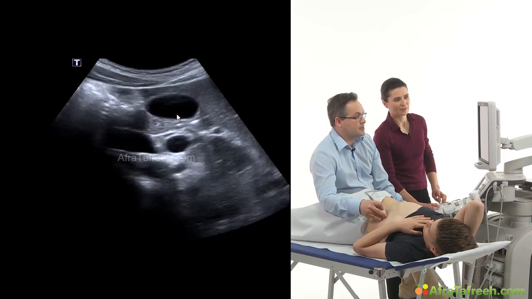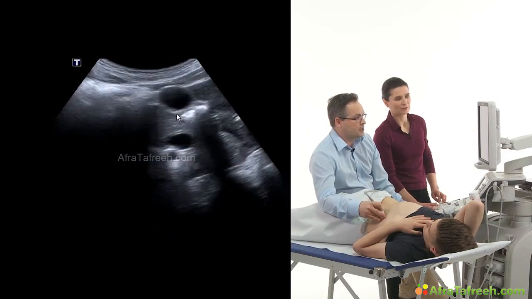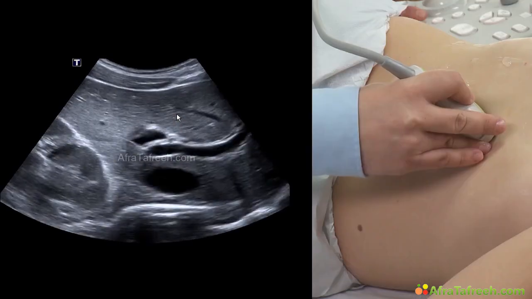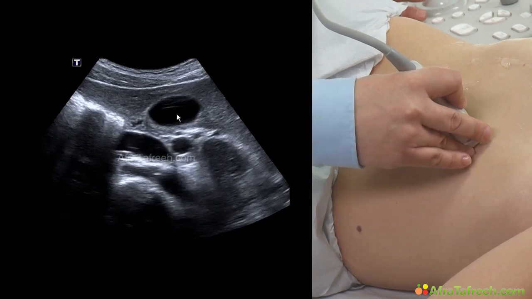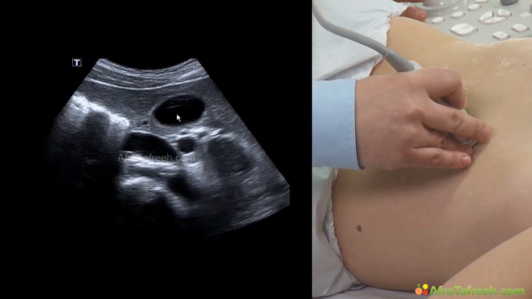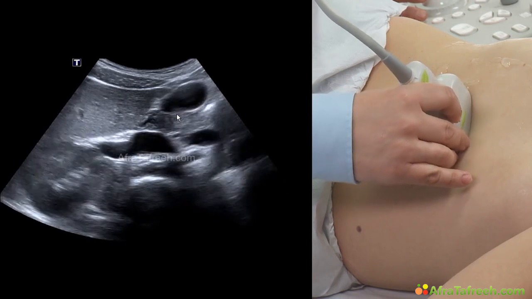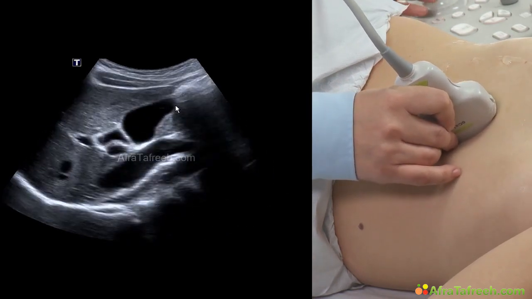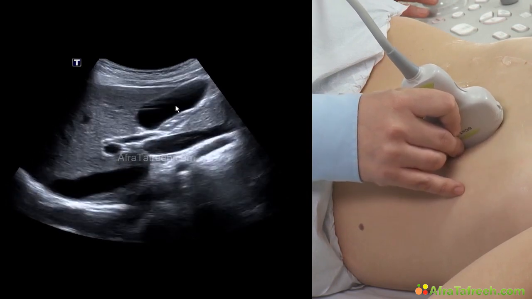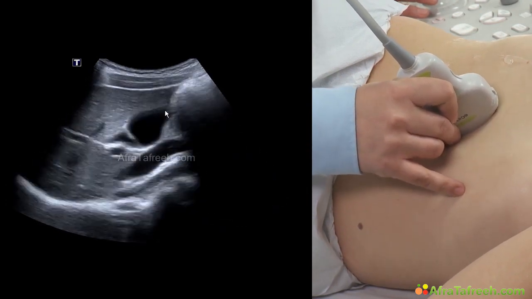Now the gallbladder is in cross scan, and I can tilt the probe upwards and downwards to check the wall and the volume. When I want to make the longitudinal view, I have to turn the probe 90 degrees clockwise, and I've got another pretty fine look at the gallbladder in longitudinal scan.